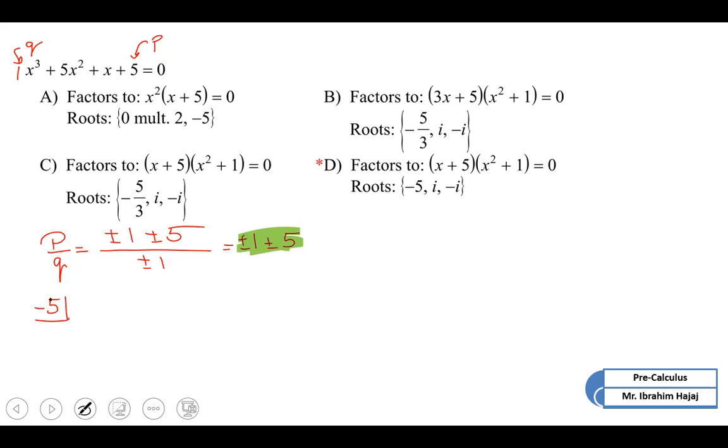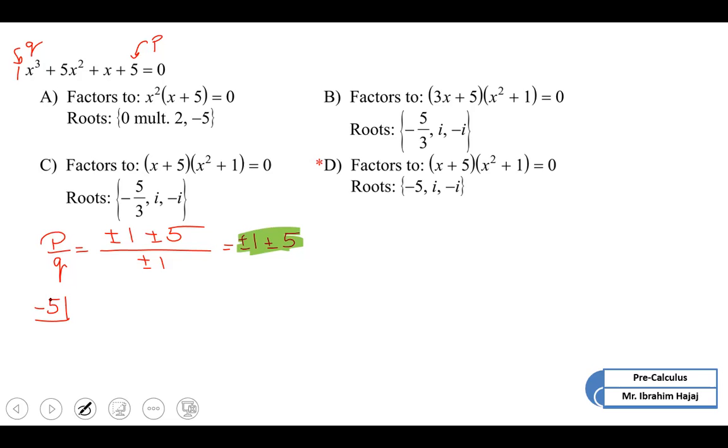You can use your calculator quickly: mode 7, and then write the original function, x cubed plus 5x squared plus x plus 5, and start your calculator from negative 10 to 10. Check here the values between negative 10 and 10 that give a y value of 0. I realized that negative 5 gives 0 in the calculator, so I will use it and use synthetic division to make sure that it's a zero also, to show your answer.